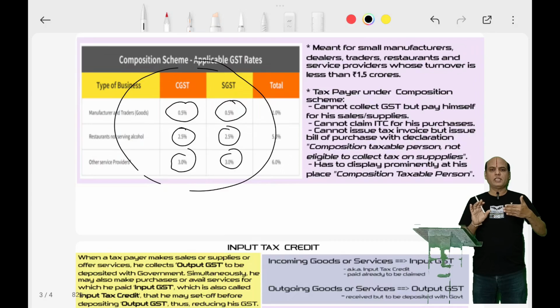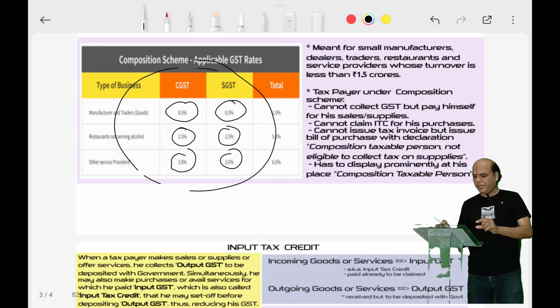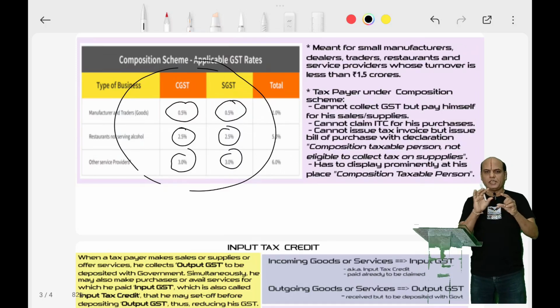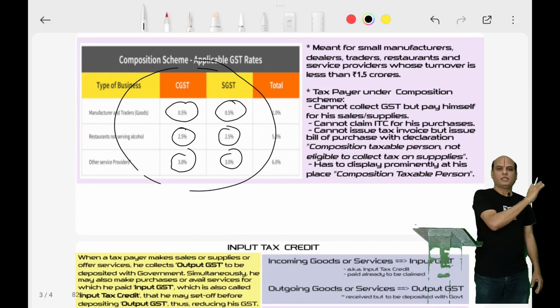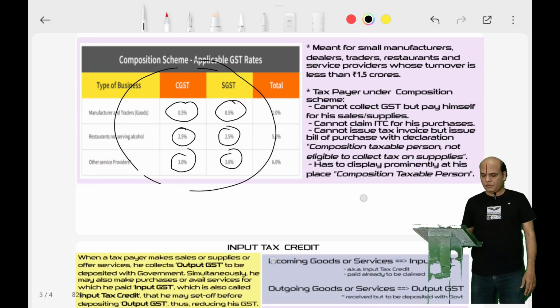Then composition scheme taxpayer cannot issue a tax invoice. He has to only issue bill of purchase. On bill of purchase, he should mention the statement composition taxable person not eligible to collect taxes on supplies. Then at his place of business, he has to display composition taxable person. This statement has to be displayed. Let's move further.